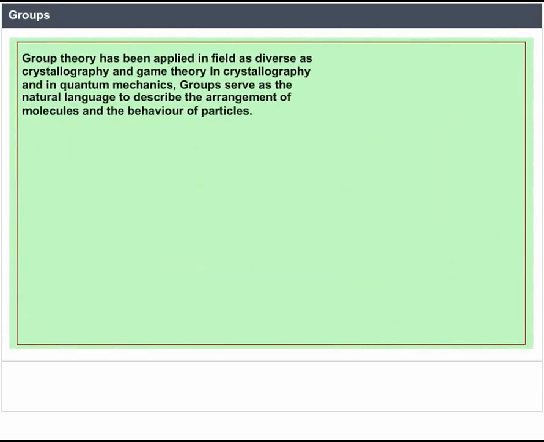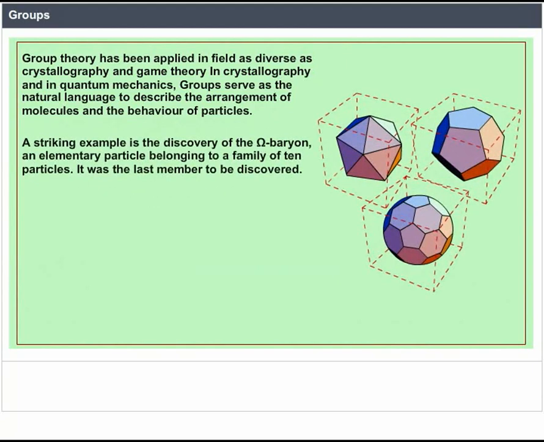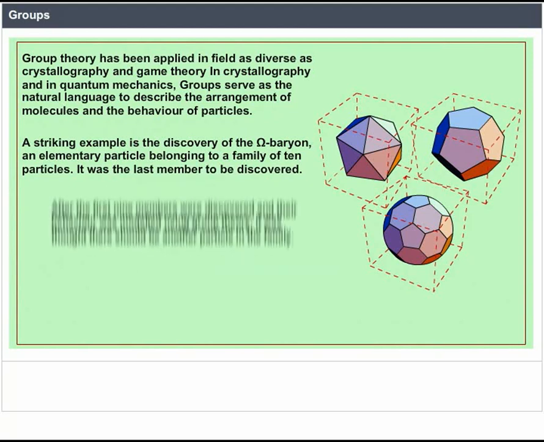Groups. Group theory has been applied in fields as diverse as crystallography and game theory. In crystallography and in quantum mechanics, groups serve as the natural language to describe the arrangement of molecules and the behavior of particles. A striking example is the discovery of the Omega baryon, an elementary particle belonging to a family of 10 particles. It was the last member to be discovered.